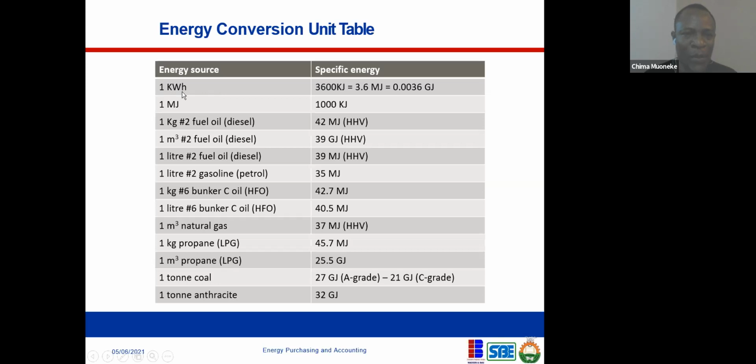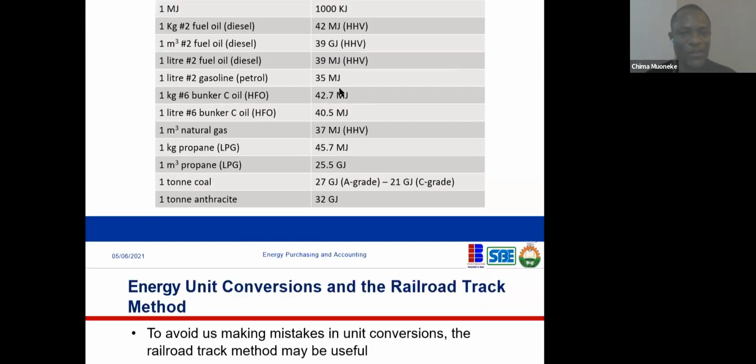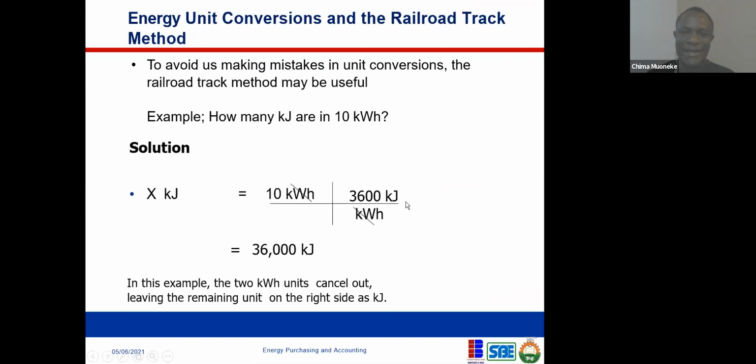Okay, so 1 kilowatt hour is equal to 3,600 kilojoule, right? That's our conversion factor, and that's what we're going to use here. So we'll now write 3,600 kilojoule and put the kilowatt hour down here so that we can easily cancel them out, right?